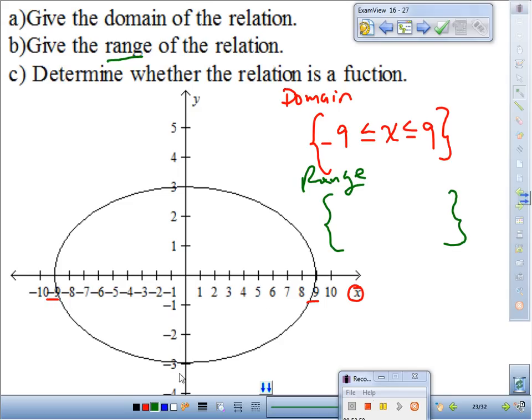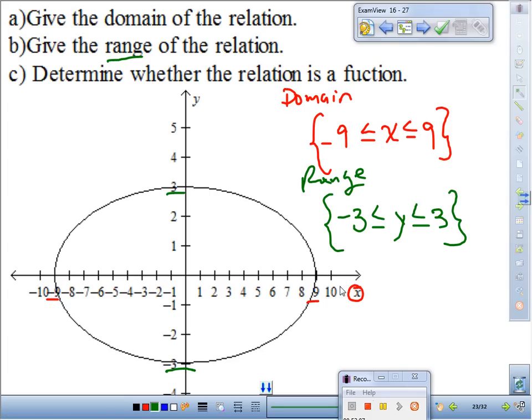Where does it start on the negative side? Negative 3. Where does it end? 3. Negative 3, 3. Also, we write it like this, but instead of x, what do we write? Negative 3 less than or equal to y less than or equal to 3. And that's your range.